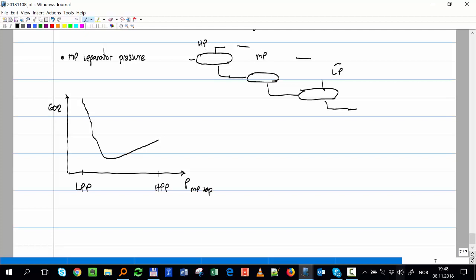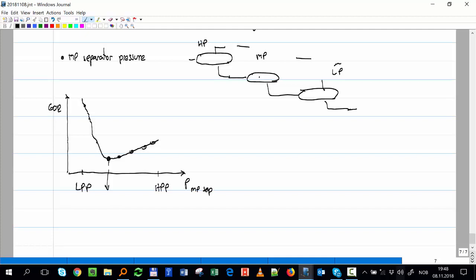Medium pressure doesn't affect at all the rates, doesn't affect at all the equilibrium, nothing, but it affects very much the GOR. So what we do is that we run a case with different pressures until we reach a minimum, then it starts to go up, and then we say, well, this is our medium pressure of the separator. We hope to try to make an exercise on that.